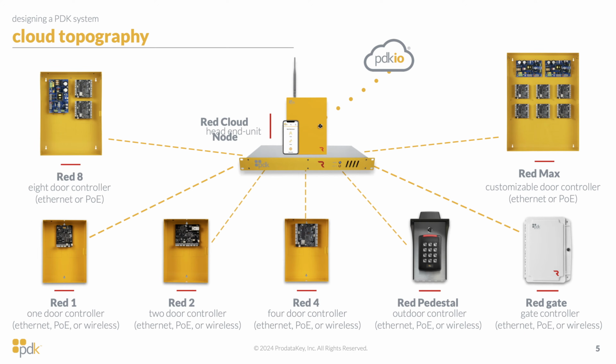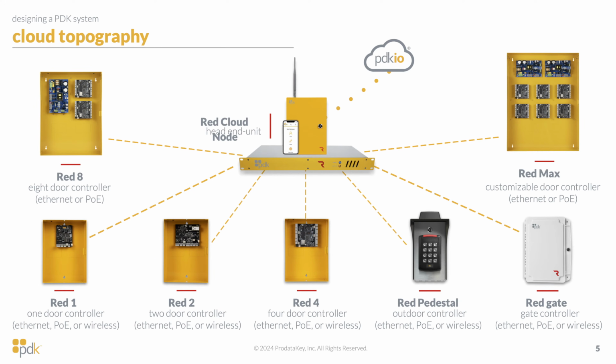So each of these are going to be different size controllers. We have the Red 1, which is a 1-door controller. We have the Red 2, which is a 2-door, and so forth. The Red 8 is an 8-door. The Red Max is customizable up to 24 doors worth of controlling. So, which one of these we use, we're going to discuss in a future slide, but as kind of an overview, it is going to be dependent on whether we install as an edge application or a centralized application.